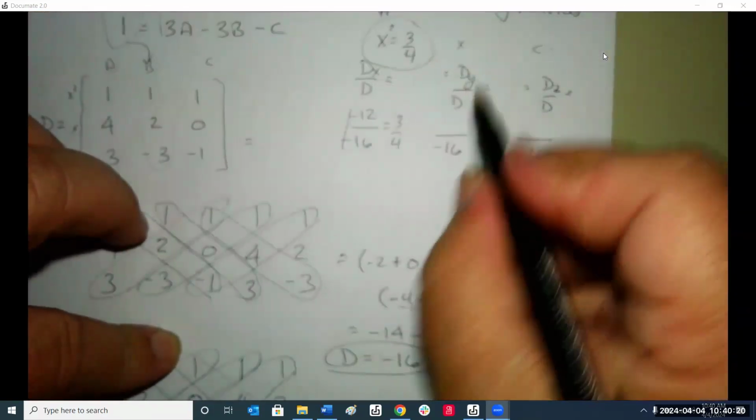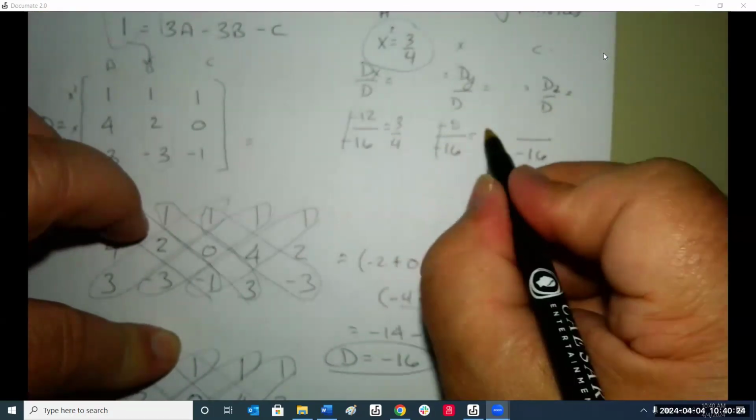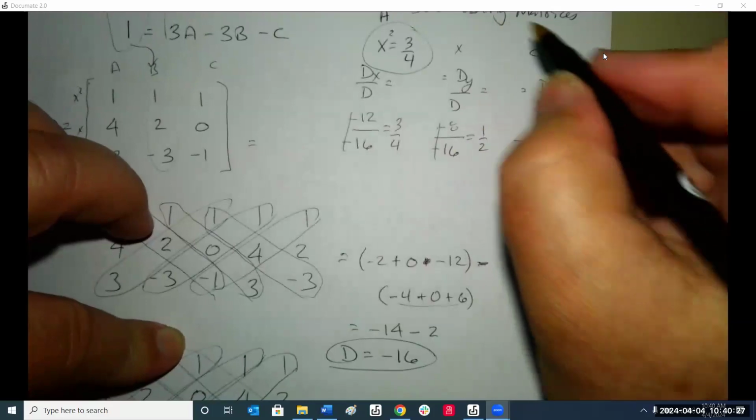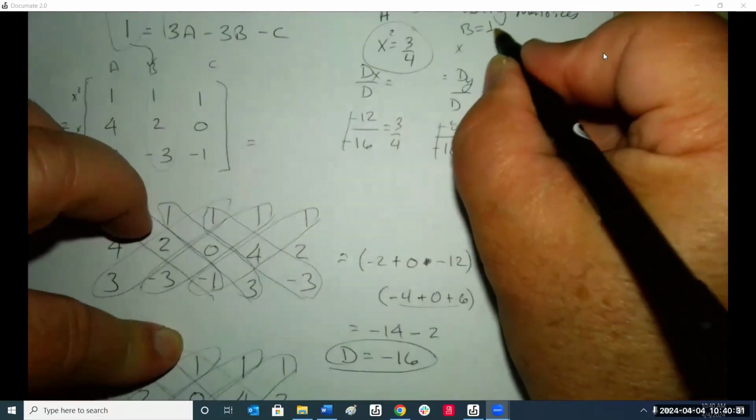So I come here, dy goes up here. Negatives cancel. 8 divided by 16 is 1/2. So my b value is 1/2.